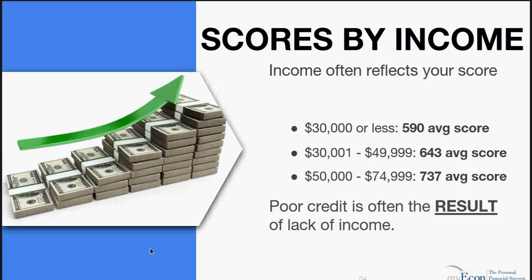People with annual incomes of $30,000 or less tended to have an average credit score of 590. People with an annual income between $30,000 and $50,000 tended to have an average credit score of 643, while with an annual income between $50,000 and $75,000, they tend to have an average credit score of 737. So you don't have to earn a lot of money to have excellent credit.